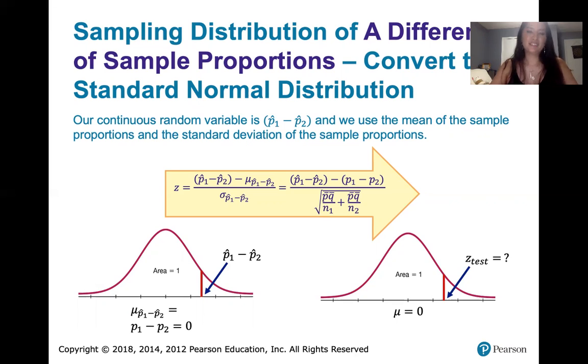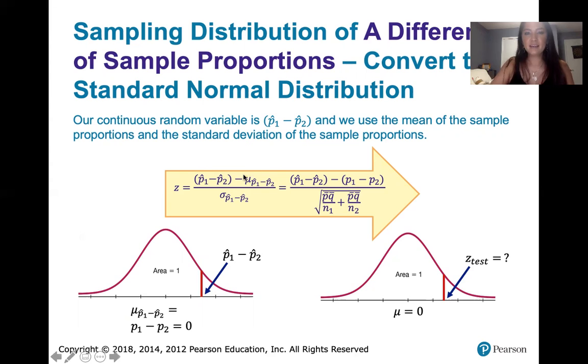Now remember how we computed z-scores way back at the beginning. We took an x value, we subtracted the mean, and we divided by the standard deviation to get a number of standard deviations above or below the mean. That's exactly what we're doing here. We're just using P1 hat minus P2 hat as our continuous random variable.